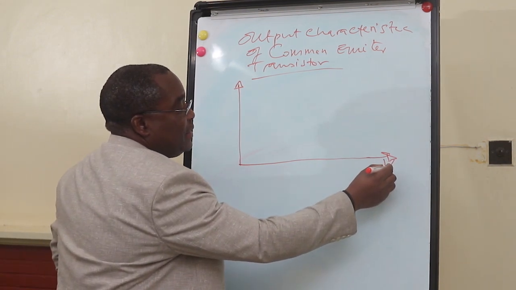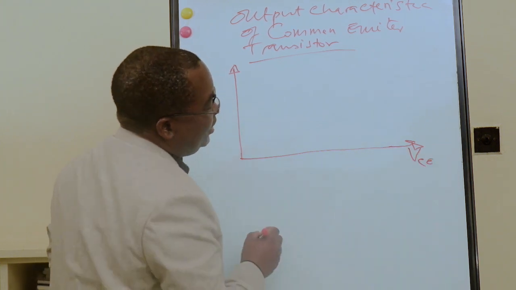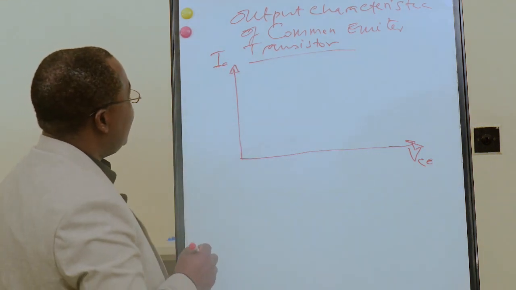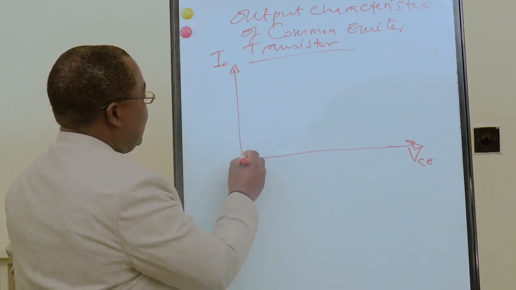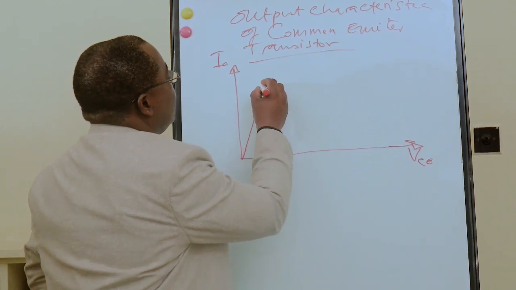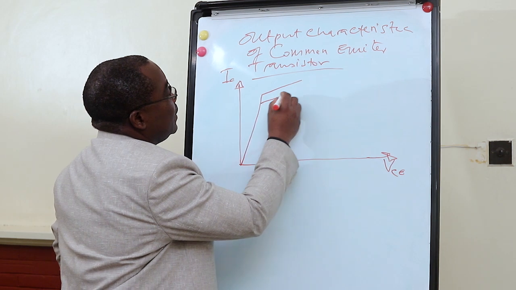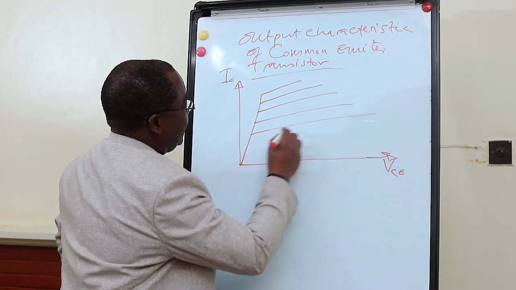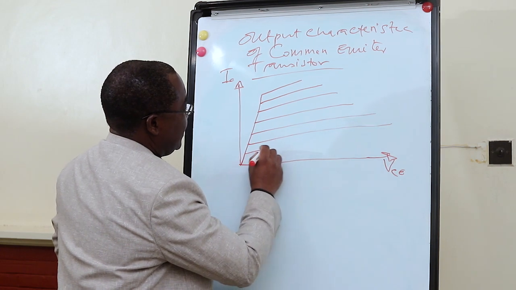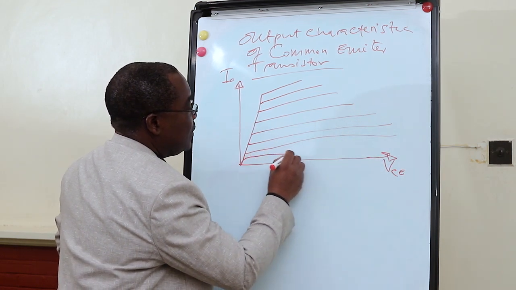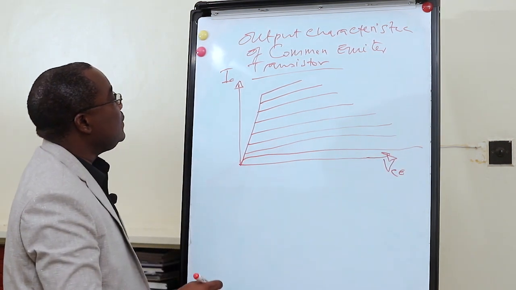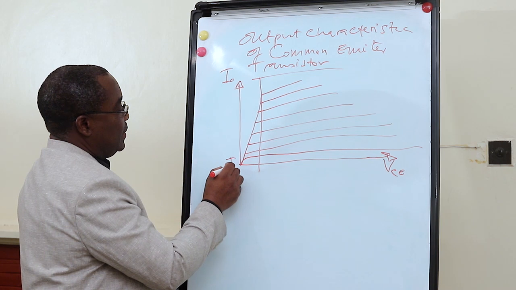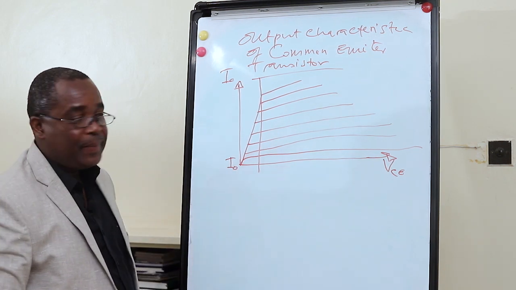This is the voltage VCE, the collector-emitter voltage. This is the collector current, the arrow over the collector current. This is the base current, this is IB0.